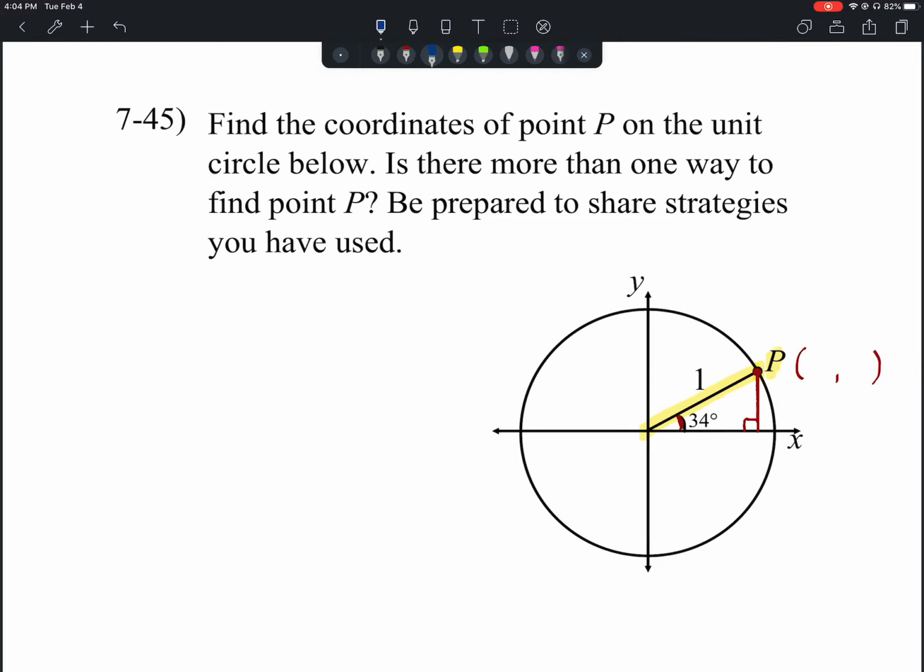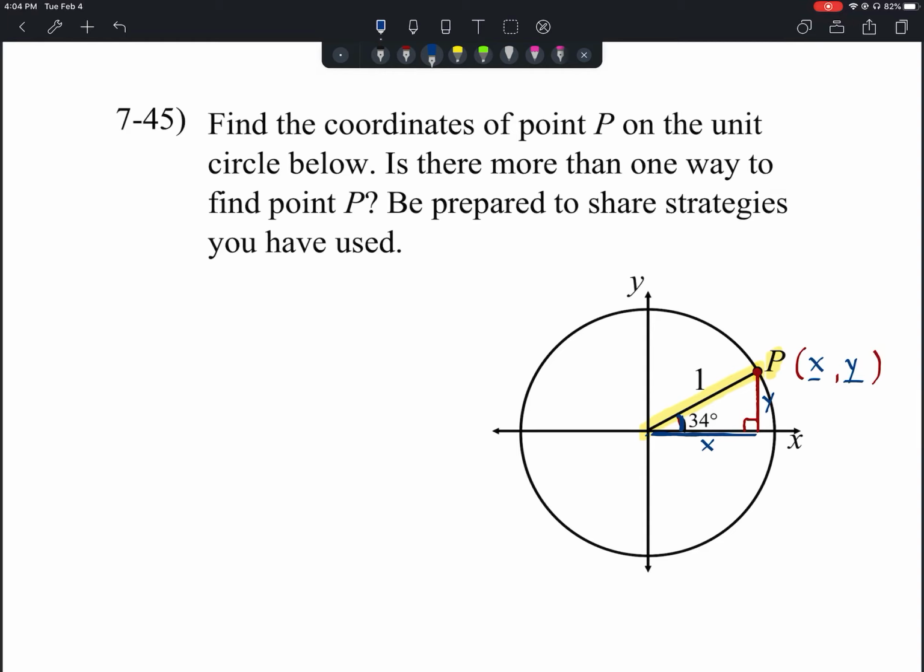This distance along the bottom here is like our horizontal distance. We'll call that x, okay, because P is x units from the origin from left to right. And P is going to be y units up from the x-axis here. So we're going to be looking at how we can figure out what these two coordinates are given that we have a 34-degree angle in there.